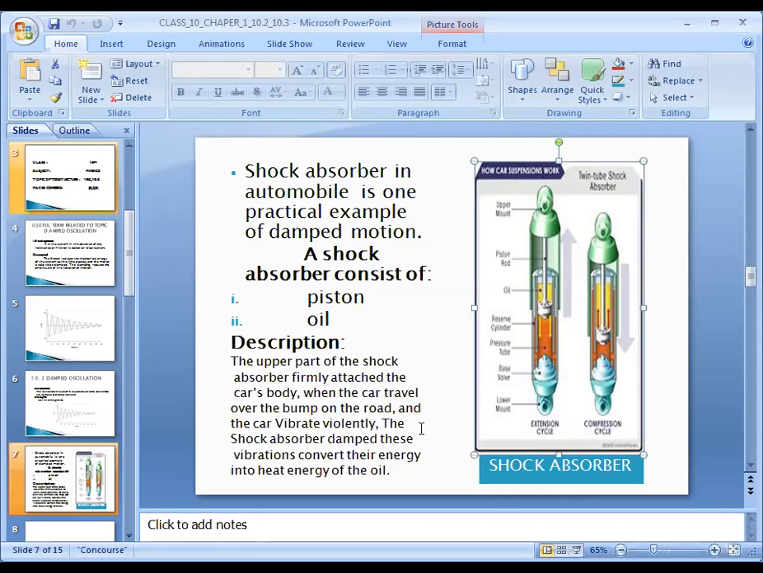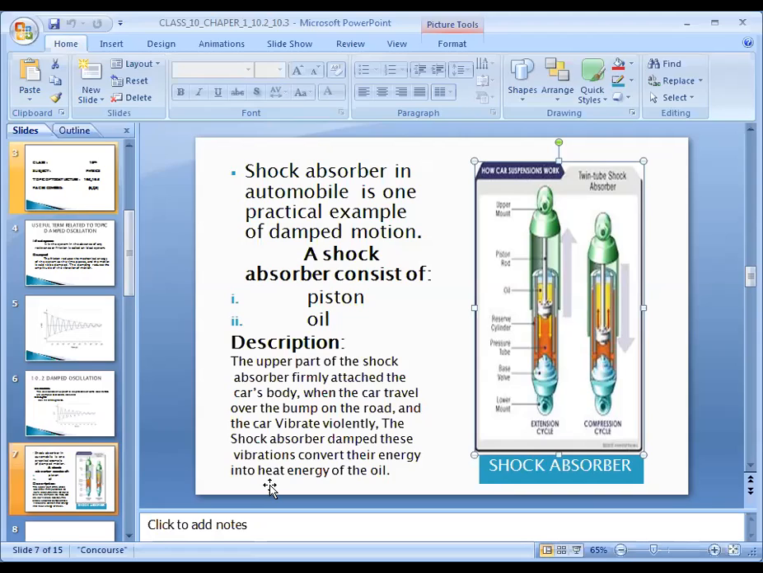What is the function of the shock absorber? If there is no shock absorber in our cars or automobiles, what will happen? Our body could be injured, right? So in order to save us from injury, every automobile has a shock absorber installed in it. It has two parts, an upper part and a lower part, and there is oil inside the shock absorber. These are the two main parts of the shock absorber.